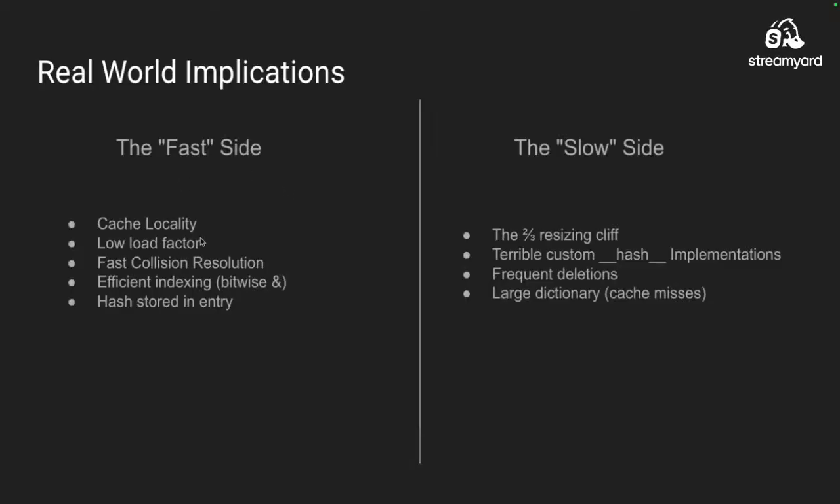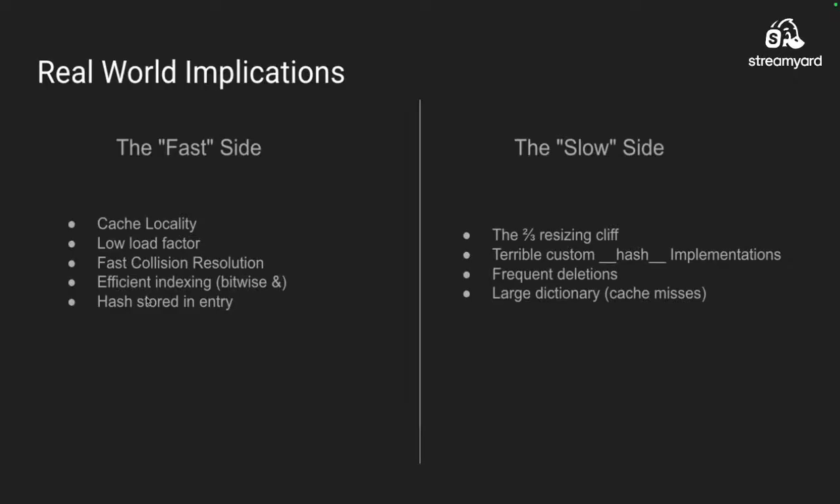Then the load factor, like I mentioned, since the load factor is only 2 by 3, you can easily find an index which is empty, and that improves the speed. And even if a collision happens, there's the fast collision resolution probing strategy, so that also helps. Apart from that, there's the efficient indexing, which is basically the bitwise AND operation that I mentioned. Since bitwise AND is way faster than modulo, that helps in making the Python dictionary fast.